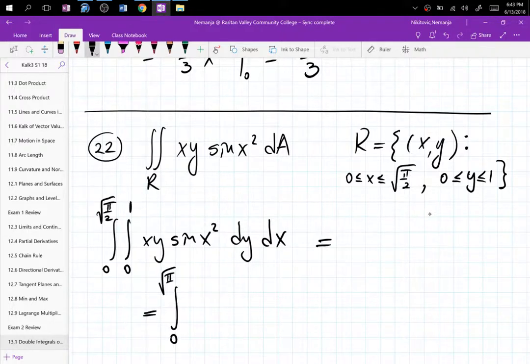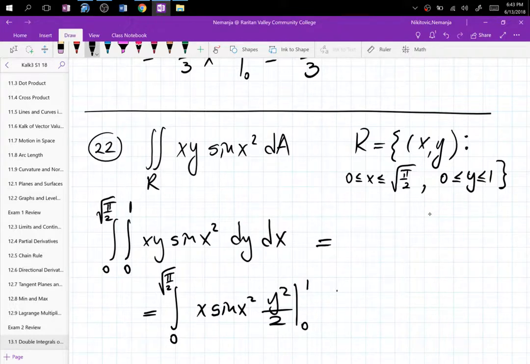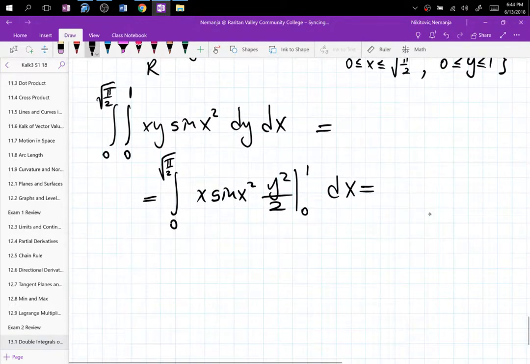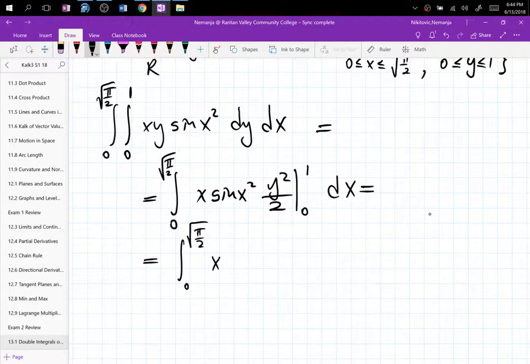Integral from 0 to root of pi over 2. And now when I integrate, x sine x squared is a constant, and I'm integrating y, so I get y squared over 2, computed from 0 to 1, dx. I haven't used that dx yet. So from 0 to square root of pi over 2, x sine x squared. When I plug in 1, I get a half. When I plug in 0, I get a 0. So you know what I'm going to do? I'm going to kick this 1/2 outside.